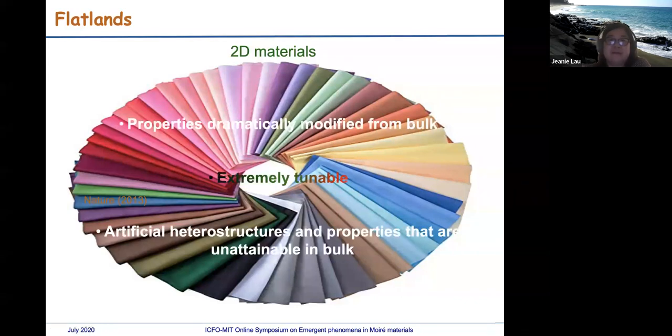Of course, the properties of 2D materials are dramatically modified from the bulk. They're extremely tunable. For example, from Santil's talk, the previous talk, we see that even the Berry phase or the Chern number are tunable. And so we can make artificial heterostructures with properties that are not easily obtained in the bulk.